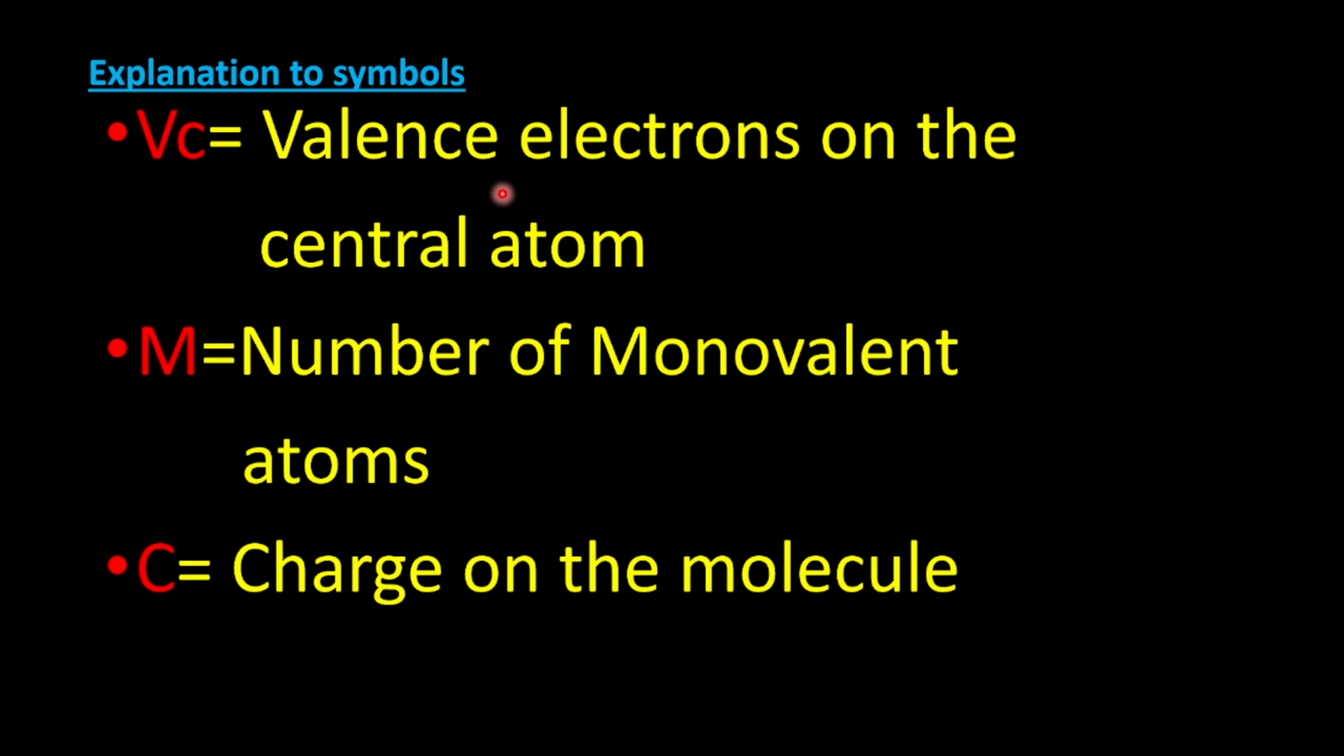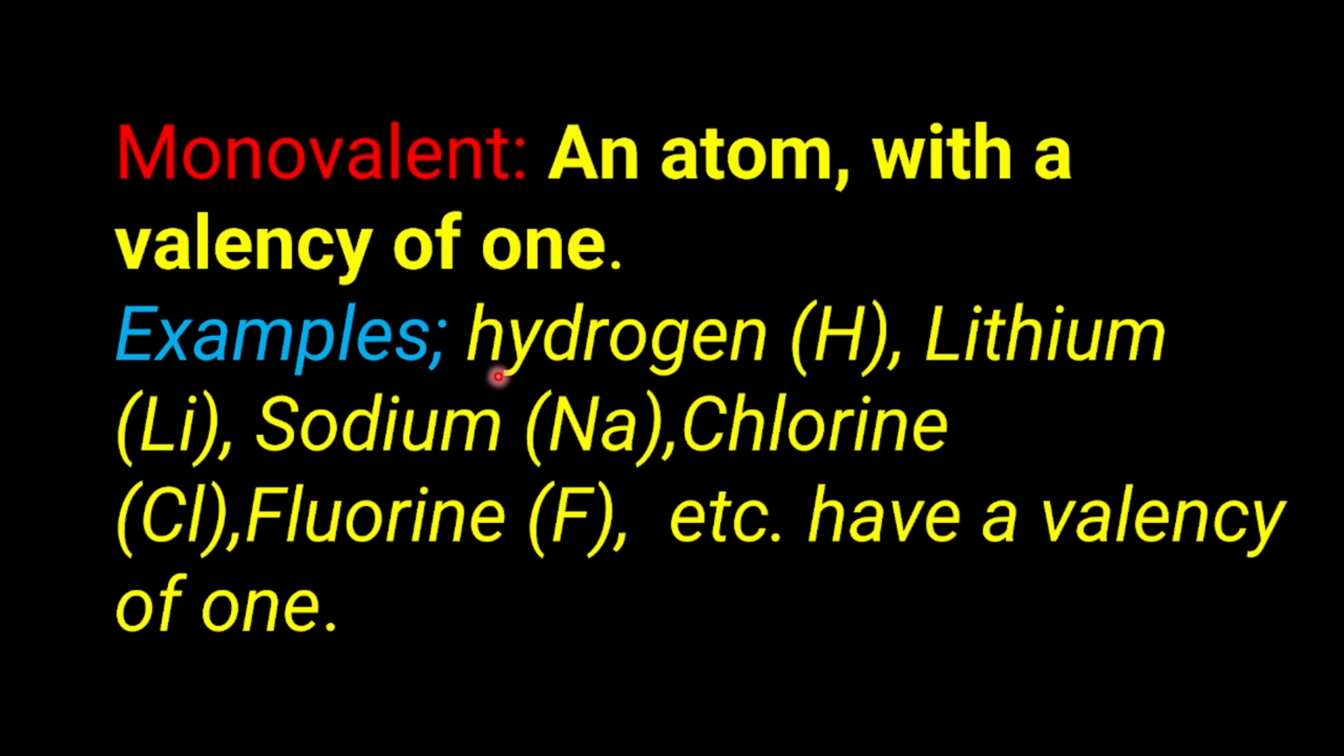Vc stands for the number of valence electrons on the central atom. So for you to be able to do the calculation, you have to determine the central atom. M denotes the number of monovalent atoms. C is the charge on the molecule. So if there is no charge on the molecule, that is equal to 0. The H there represents the type of hybridization. Now, let's start with an example.